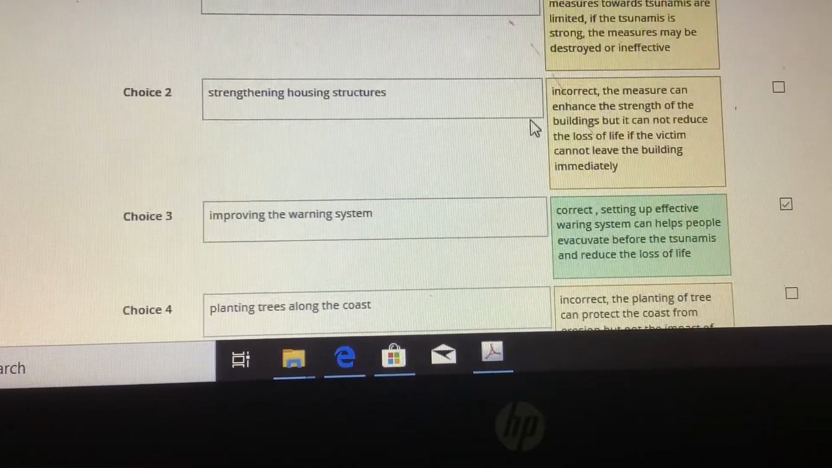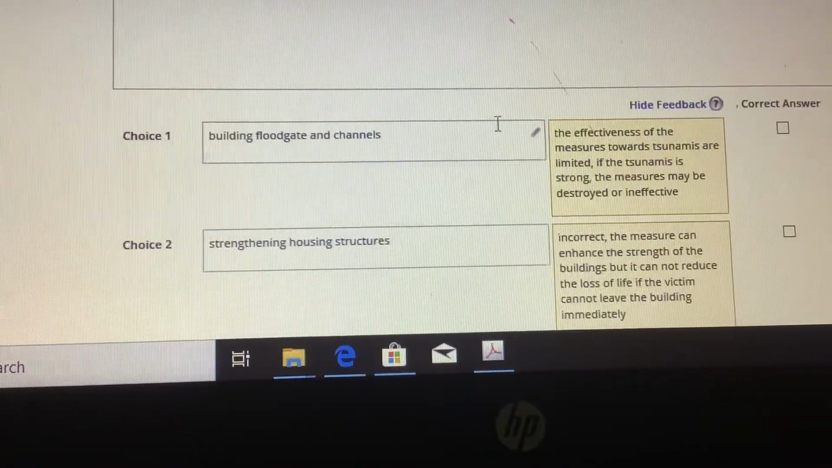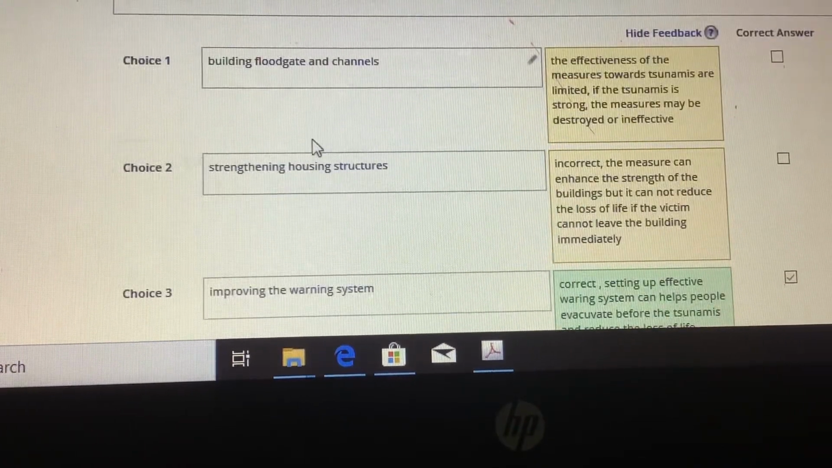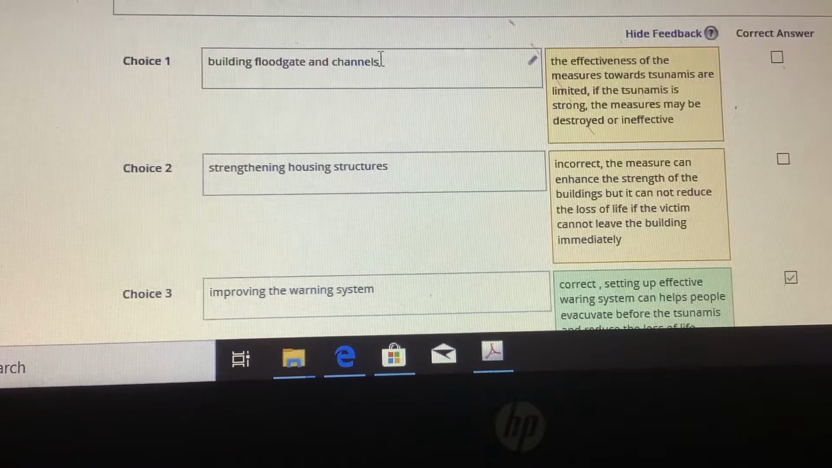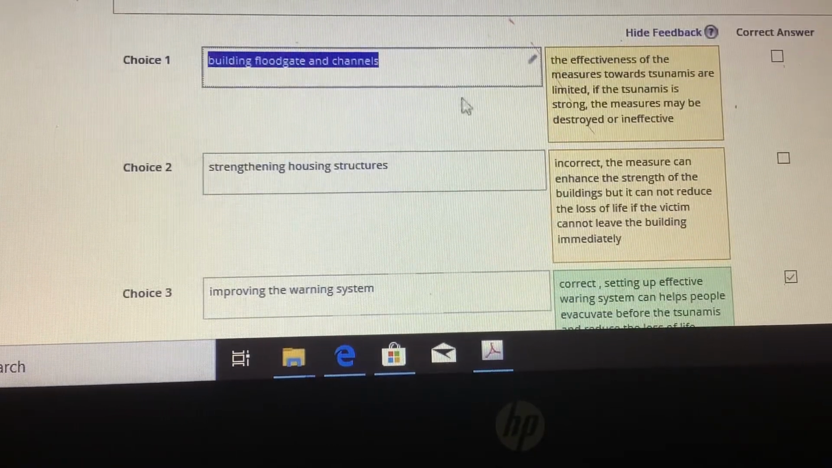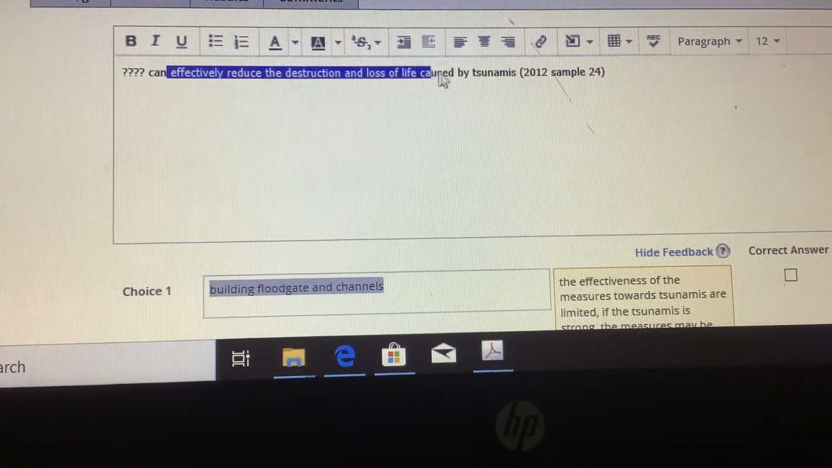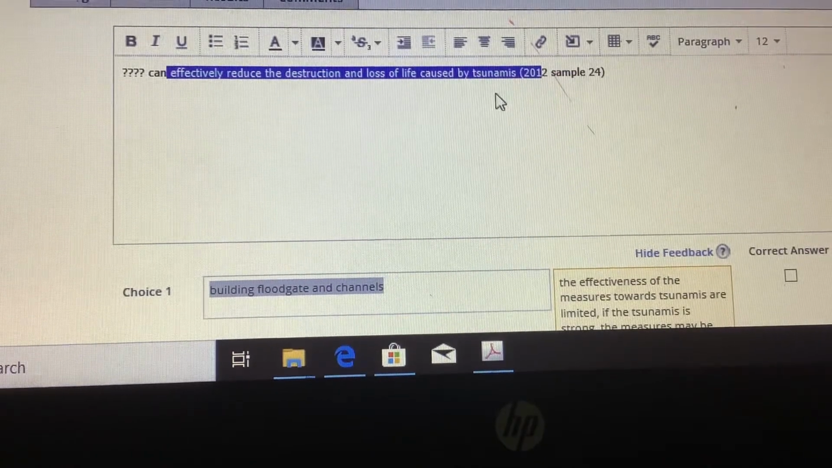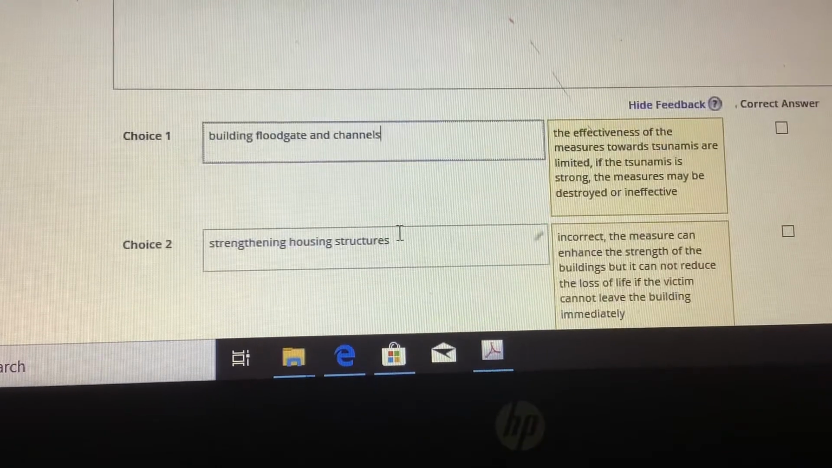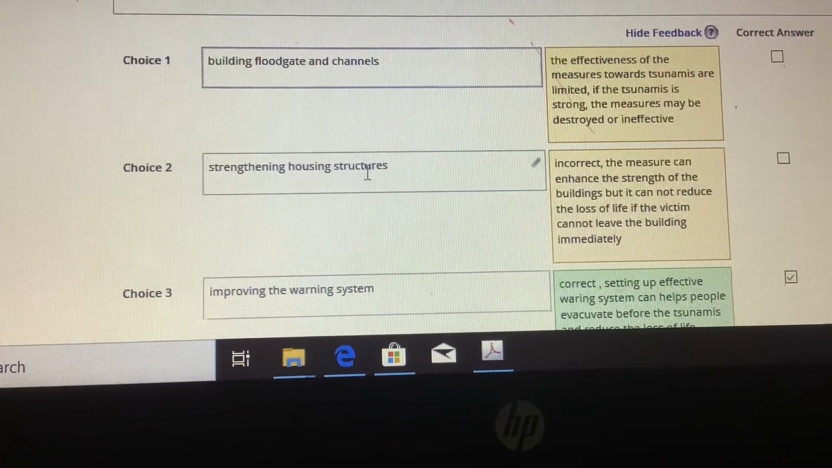In these 4 cases, you also have to choose the best answer, because all 4 choices are similar, trying to convince you they're right. Okay, building floodgate and channel, but is it really going to help effectively to reduce the destruction and loss of life caused by tsunami? I don't think so, because it is just an adaptive measure. How about the strengthened housing structure? Mainly for earthquake, to be frank, but not for the tsunami.